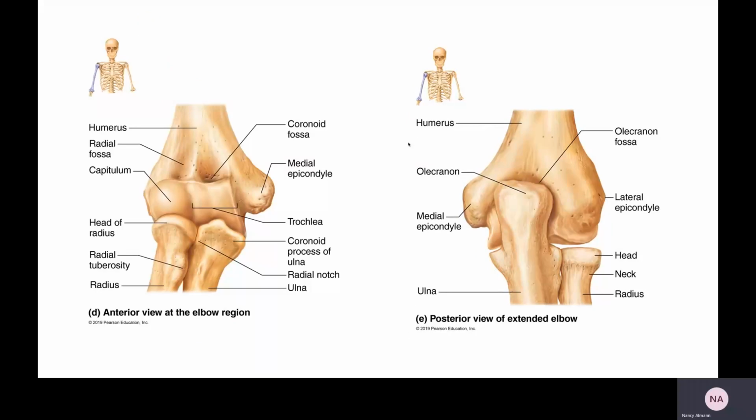This shows you up close and personal what's going on in the elbow region, both posteriorly and anteriorly. The capitulum, which is at the distal end of the humerus, will articulate with the radius, and the trochlea will articulate with the trochlear notch of the ulna.